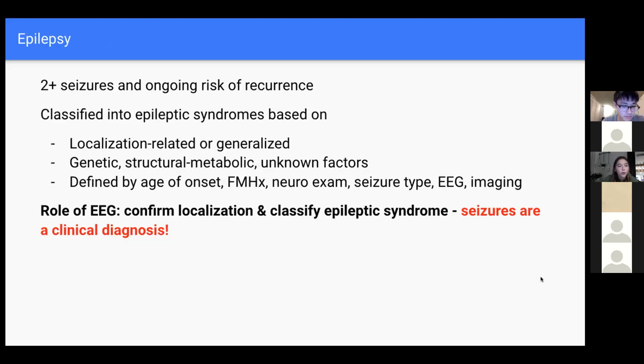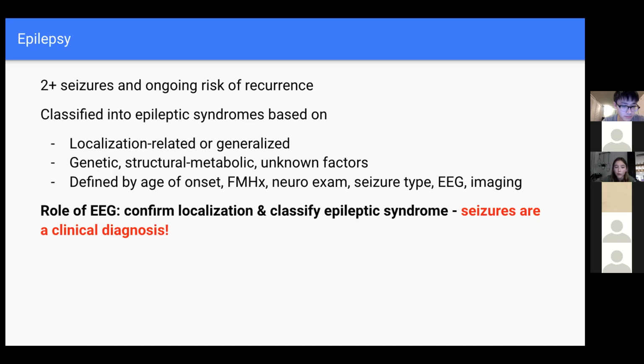So just going quickly into epilepsy. The definition of epilepsy is 2 or more seizures and an ongoing risk of recurrence. We can classify them into epileptic syndromes based on whether they are localization related or generalized, and whether they are caused by factors that are genetic, structural, metabolic, or unknown. Finally, you can further define the types by things like age of onset, family history, your neurological exam, the seizure type, the EEG results, and imaging.